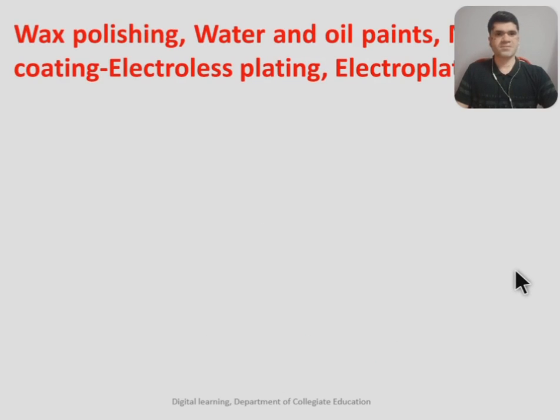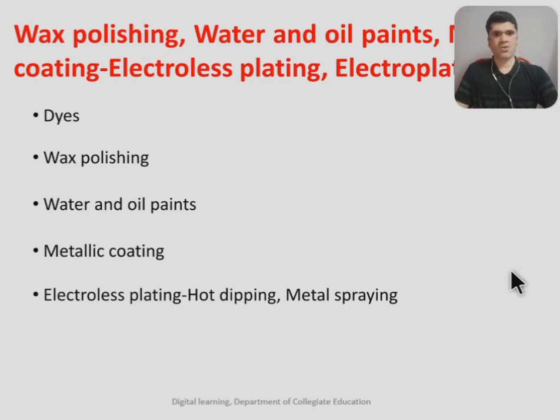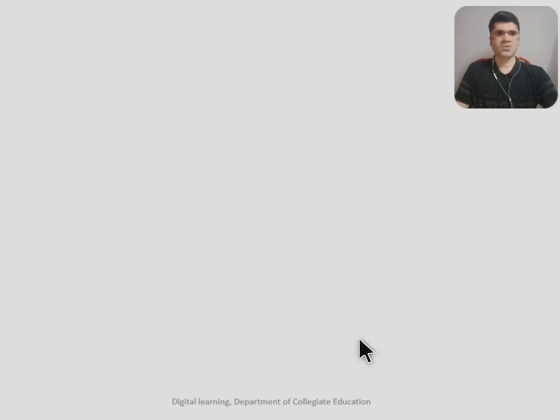So contents. In this session we will be studying dyes, definition of dyes, wax polishing, water and oil paints, metallic coatings, electroless. In metallic coating we will be studying electroless plating, hot dipping and metal spraying, and we will be studying electroplating, anodizing. So let us start with dyes.